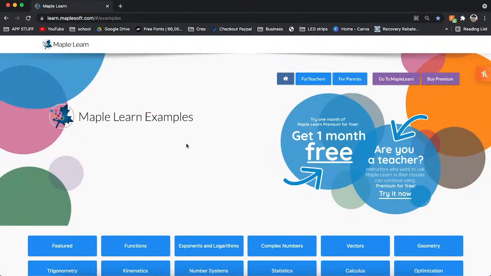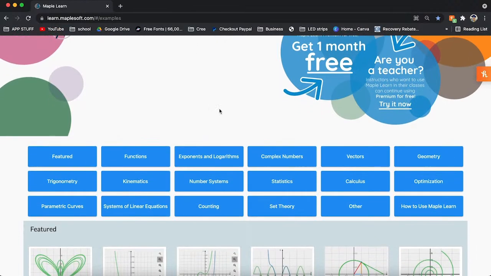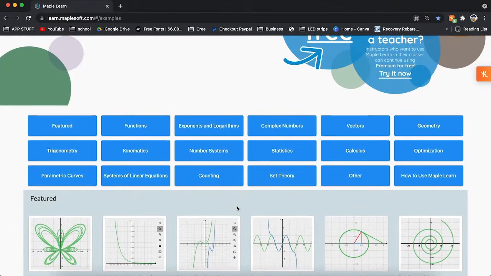All right, so without further ado, let's hop right into MapleLearn. I'm going to be walking through some of these examples that MapleLearn provides. If you go to learn.maplesoft.com/examples, you'll see this screen, and it gives you a bunch of categories of different types of templates that you can use to see the power of MapleLearn.